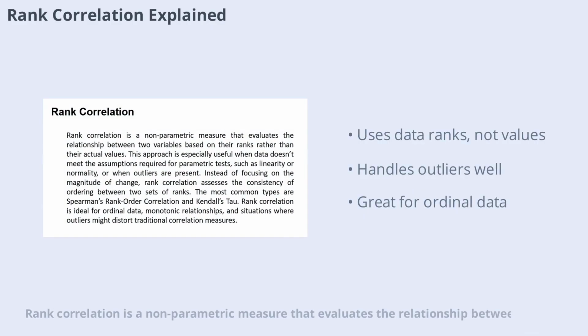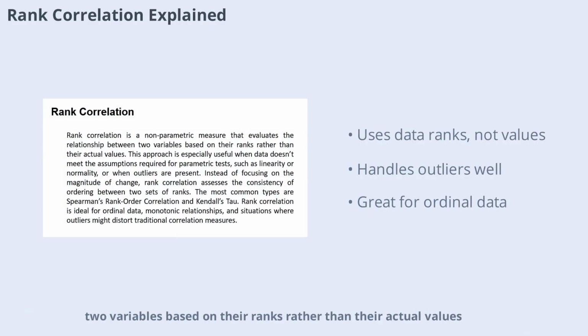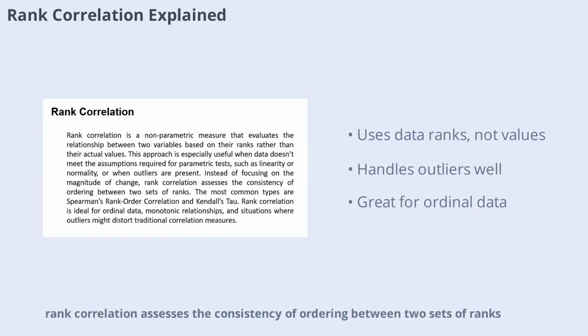And rank correlation is a non-parametric measure that evaluates the relationship between two variables based on their ranks rather than their actual values. This approach is especially useful when data doesn't meet the assumptions required for parametric tests, such as linearity or normality, or when outliers are present. Instead of focusing on the magnitude of change, rank correlation assesses the consistency of ordering between two sets of ranks. The most common types are Spearman's rank-order correlation and Kendall's tau. Rank correlation is ideal for ordinal data, monotonic relationships, and situations where outliers might distort traditional correlation measures.